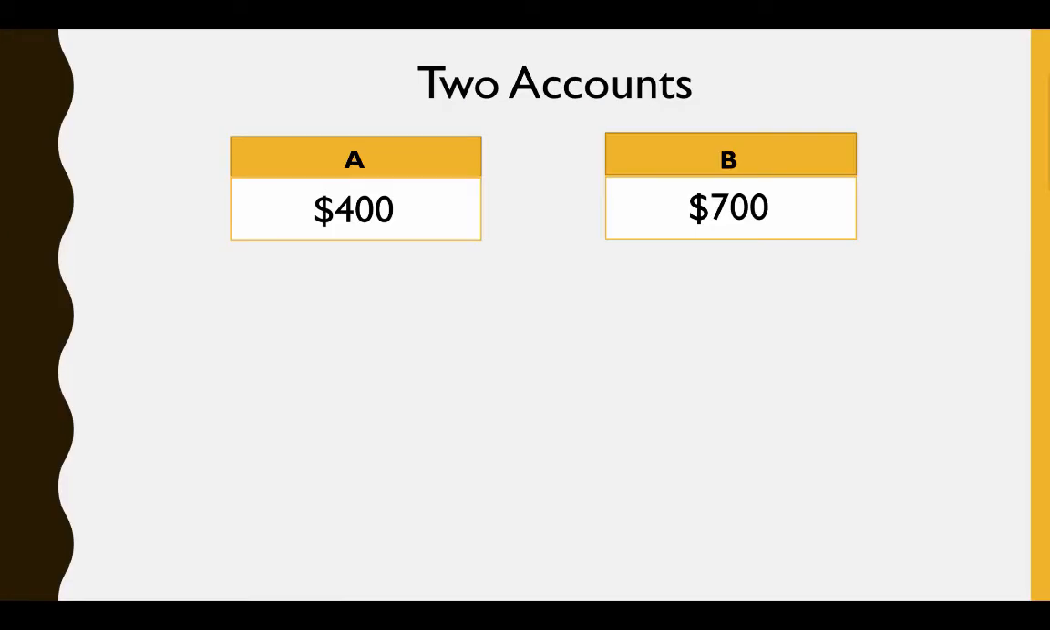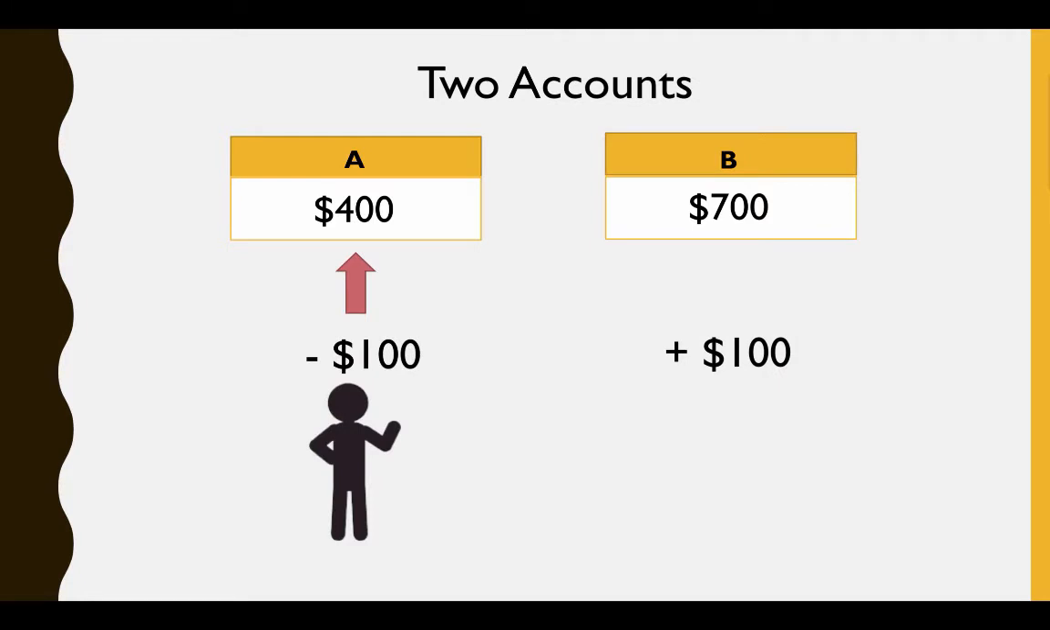Let's now look at an example where atomicity would be put into practice. Remember, atomicity ensures that either all of the operations of a transaction are reflected in a database or none are. Let's take an example of a banking system to understand this. Suppose account A has a current balance of $400 and account B has a current balance of $700.